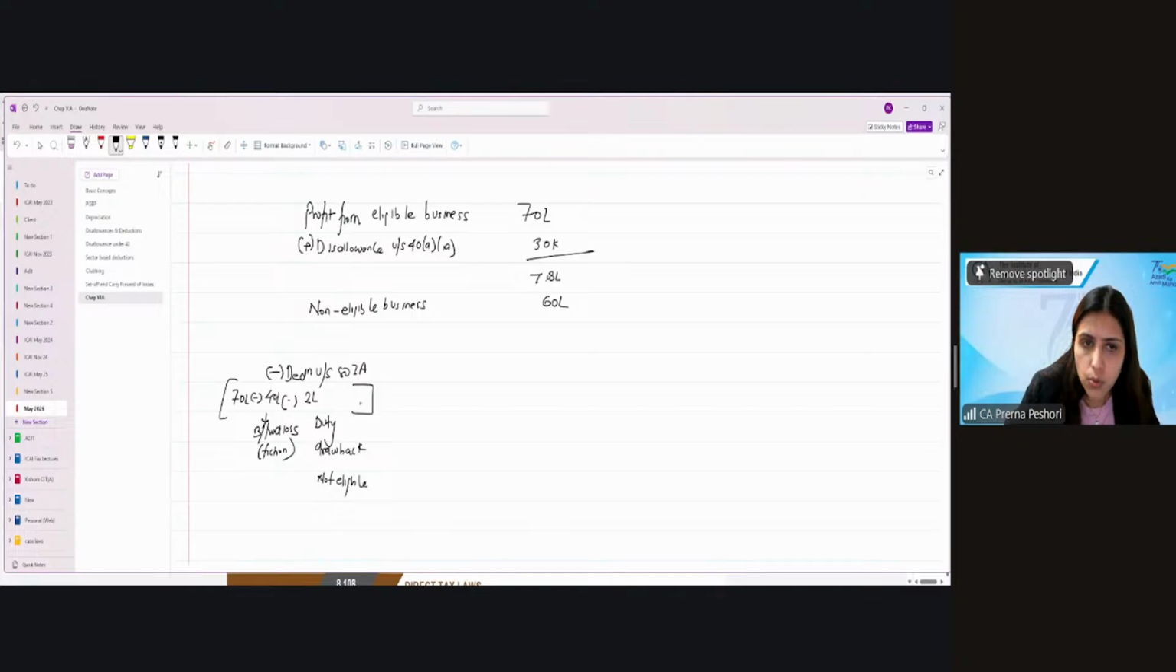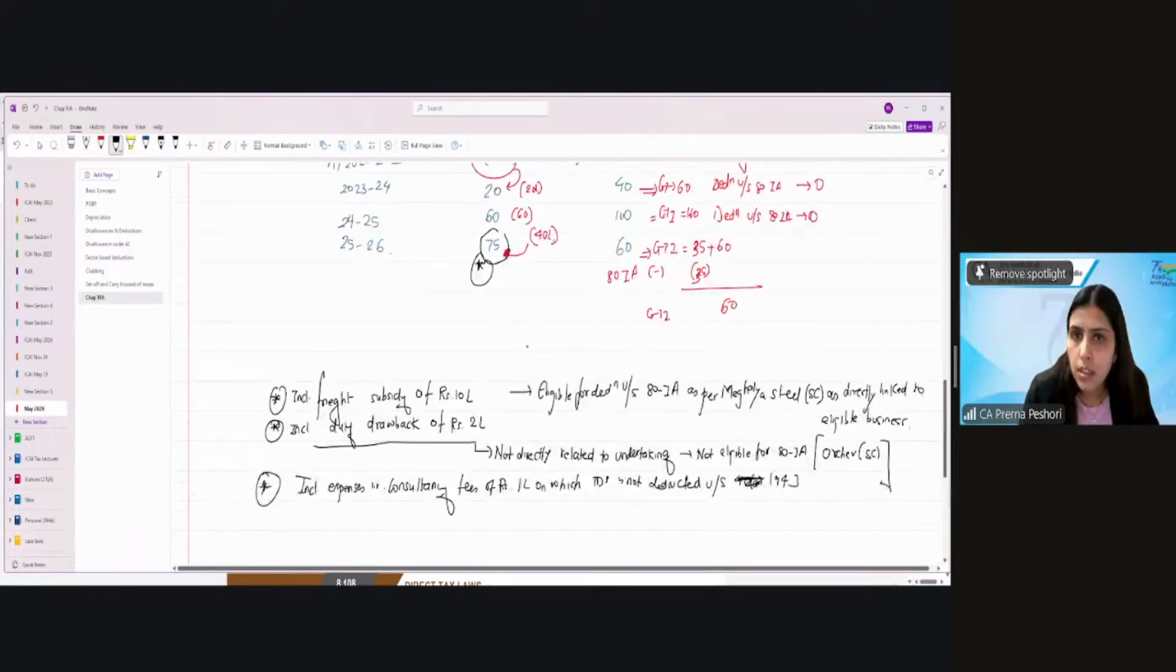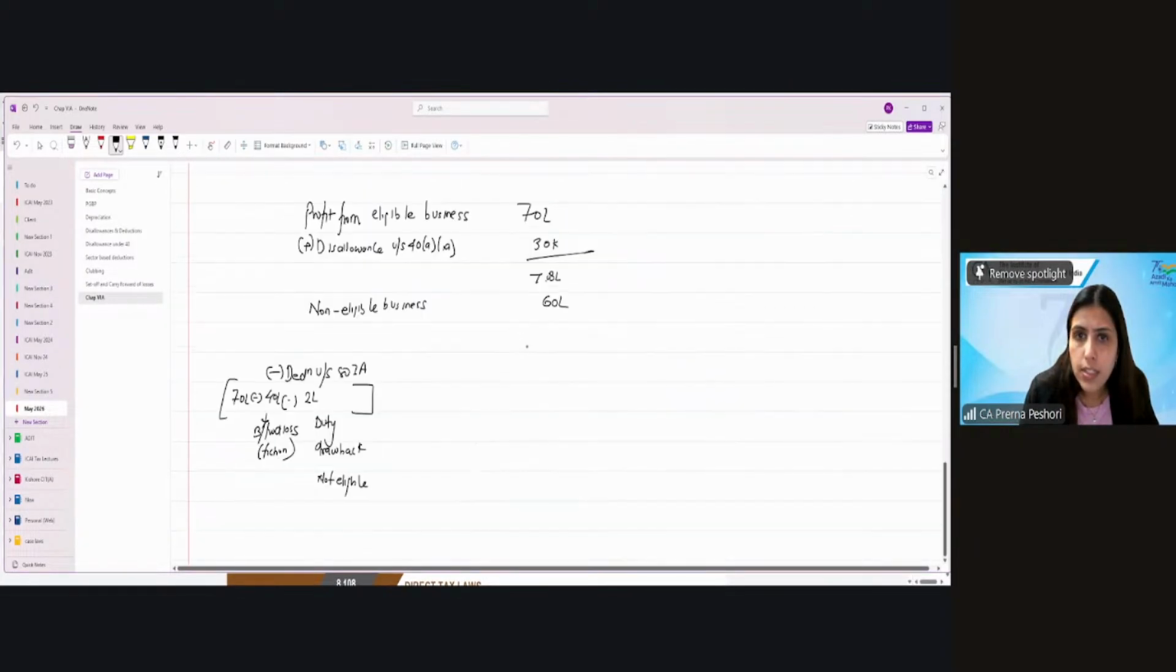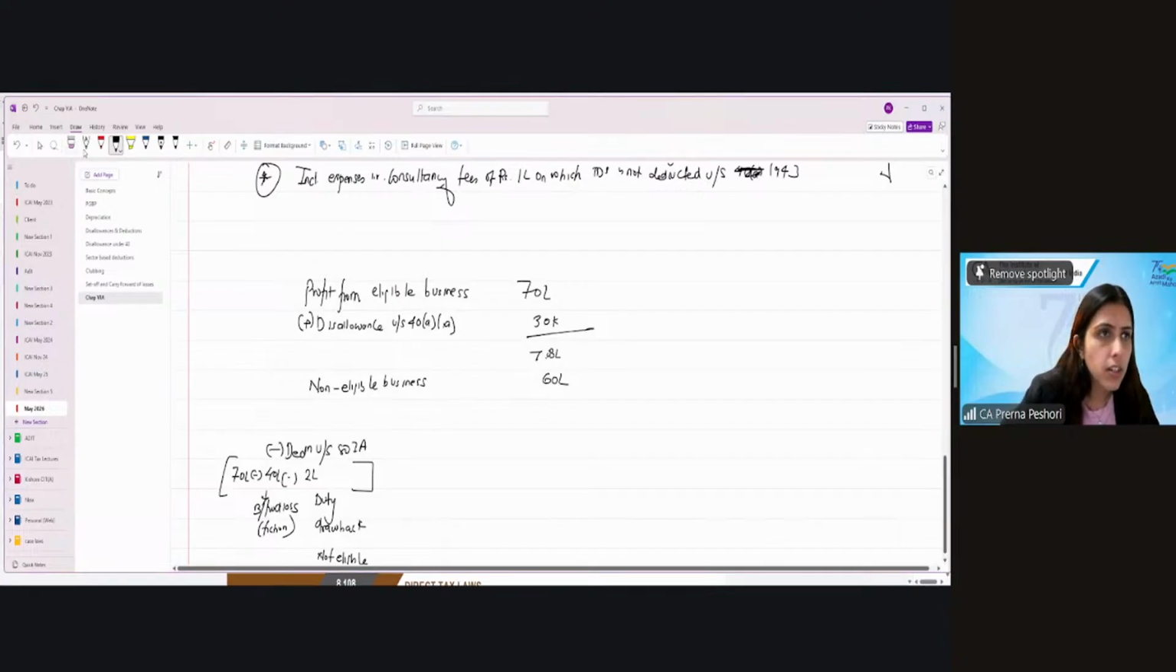Now, tell me students over here. Okay, this is 75 lakh we have considered, not 70. One second.